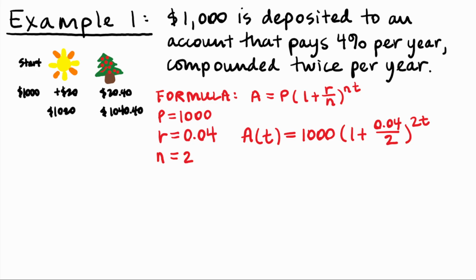And then the 2t is, if I went for 1 year, I would have gotten that payment twice, and we multiplied twice, and that was why we had that slightly larger amount the second time, in the winter, where we got $20.40. Okay, so this is going to be the formula that we're going to work with.